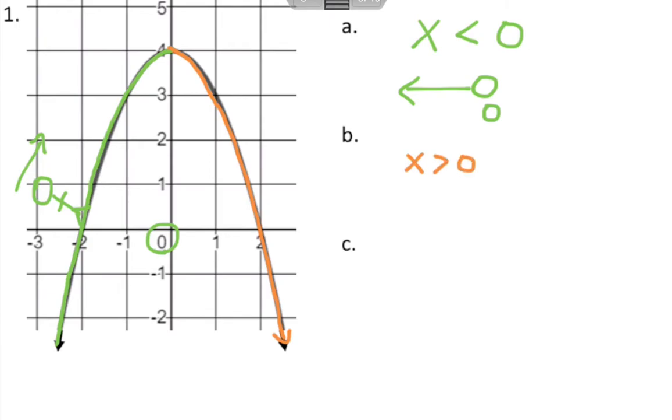Now there's no place on this graph where f of x is constant. There's no horizontal line segment. So we'll write empty set. The symbol for that looks like a 0 with a slash through it. So that means the set of x values where f of x, the function, is constant, is empty. There's no place where it happens.